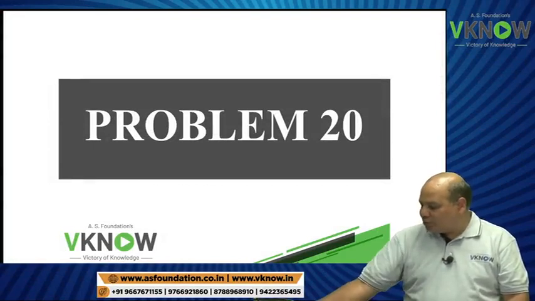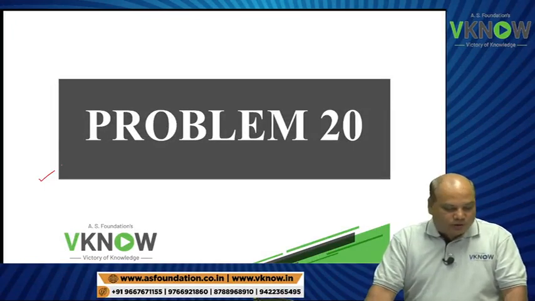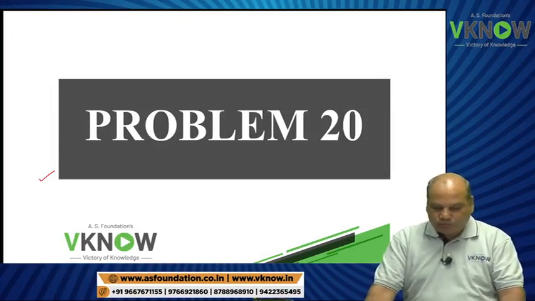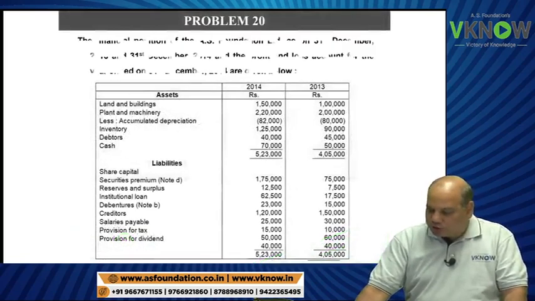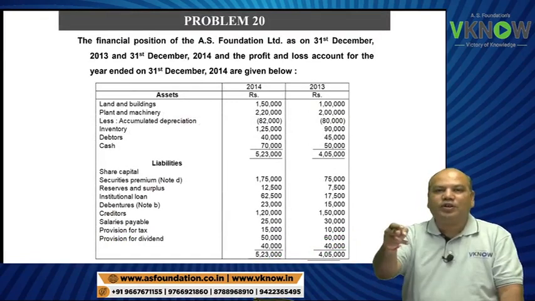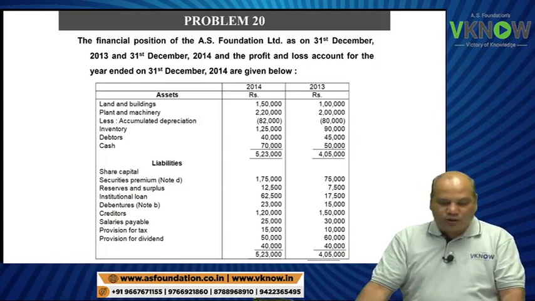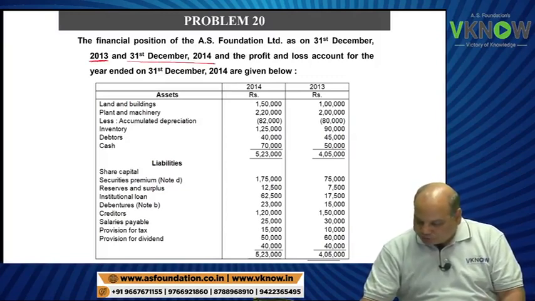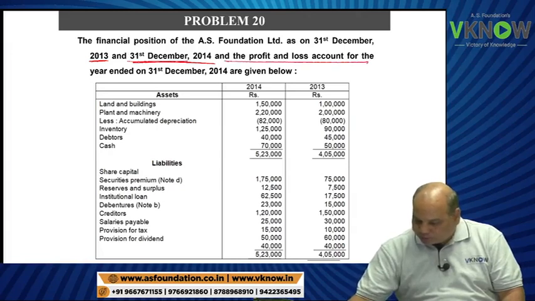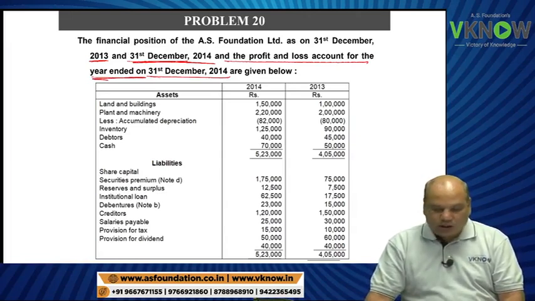Please come to question number 20. The financial position of AS Foundation Limited on 31st December 2013 and 31st December 2014 and the profit and loss account for the year ended 31st December 2014 are given under.